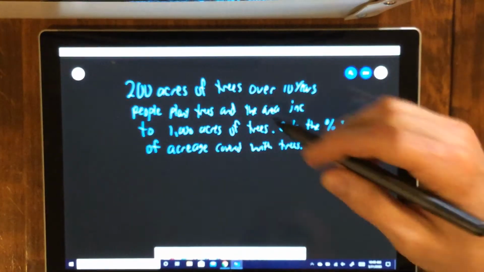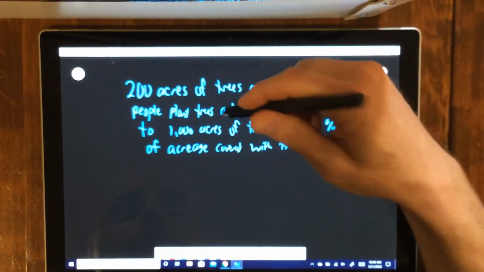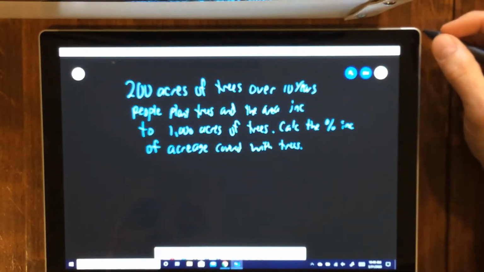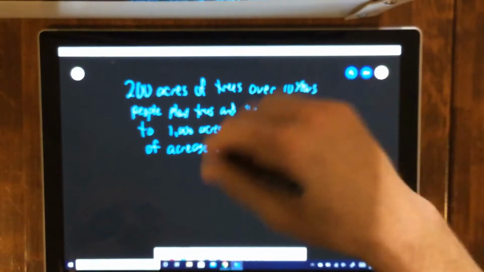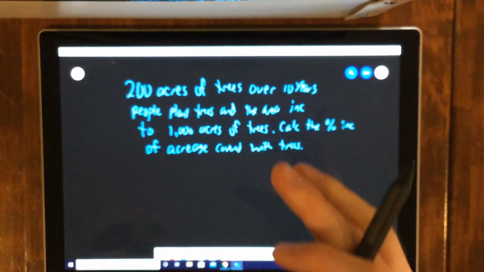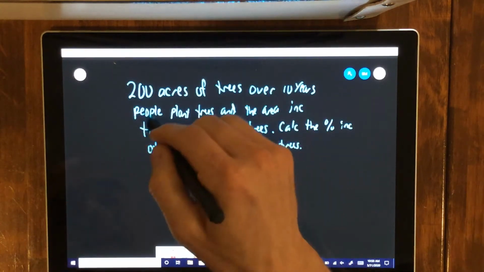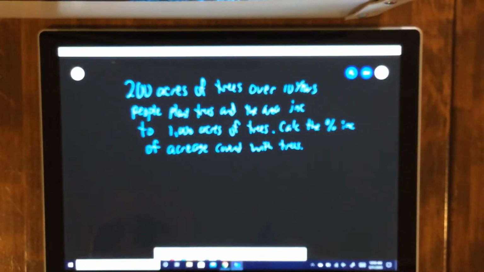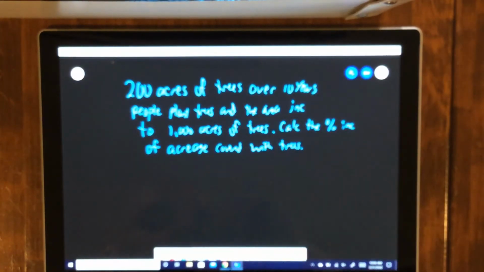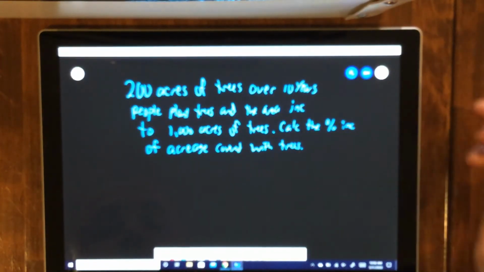So here we go. I'll give you 3. 200 acres of trees. Over 10 years, people plant trees and the area increases to 1,000 acres of trees. Calculate the percent increase of acreage covered with trees. So, you know, it's kind of a very simple way I worded that. And the point is, you have a question on the exam where they give you a certain amount of, I don't care what it is. It could be pollution levels, it could be trees, it could be acres, it could be cars, it could be people, I don't know. If that number increases or decreases, you should be able to calculate the percent increase or percent decrease over, and it could be per year or over a certain amount of time.